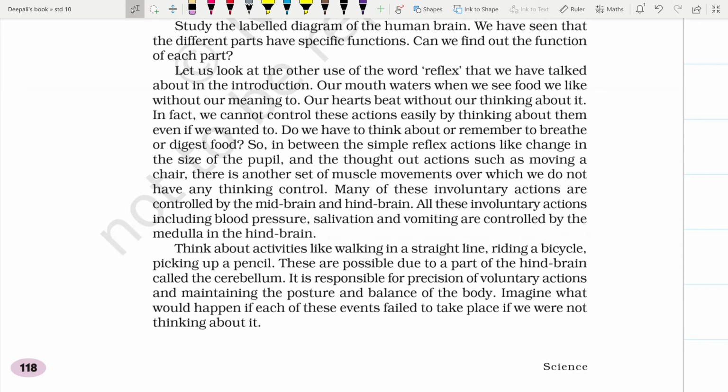So, in between the simple reflex actions like change in the size of pupil, and the thought out actions such as moving the chair, there is another set of muscle movements over which we do not have any control, and these are called involuntary actions, controlled by the midbrain and the hindbrain. All these involuntary actions, including blood pressure, salivation, and vomiting, are controlled by medulla of the hindbrain.